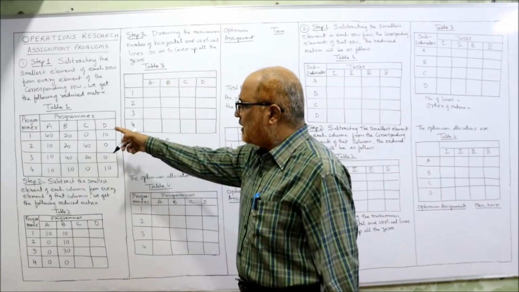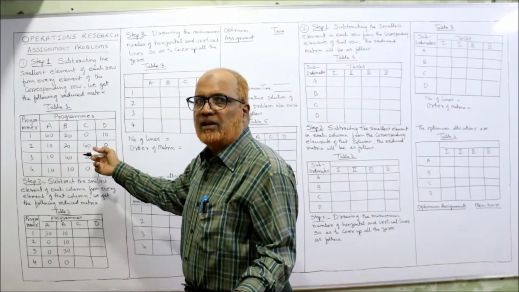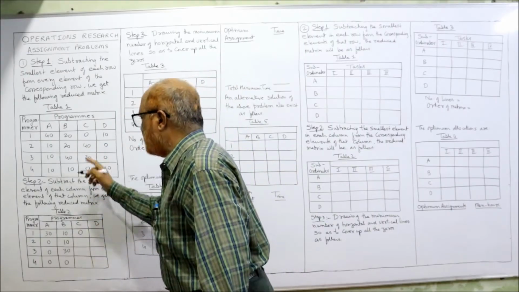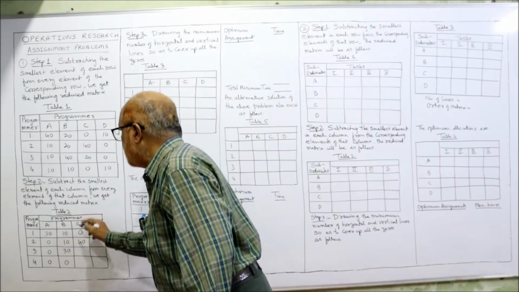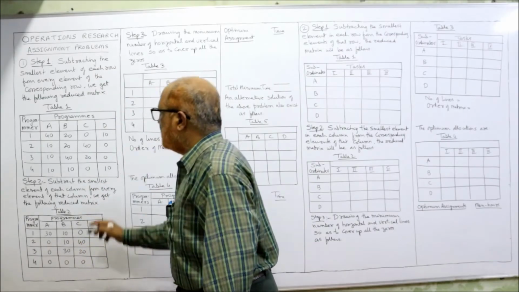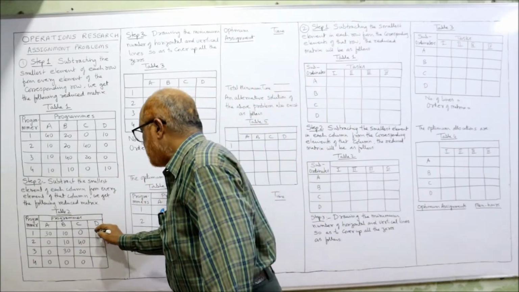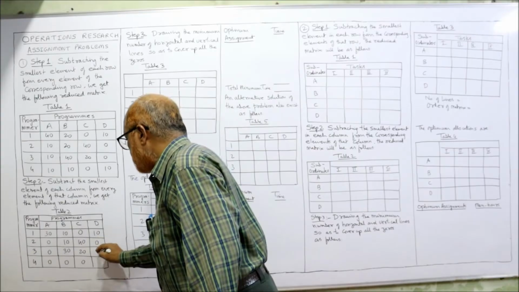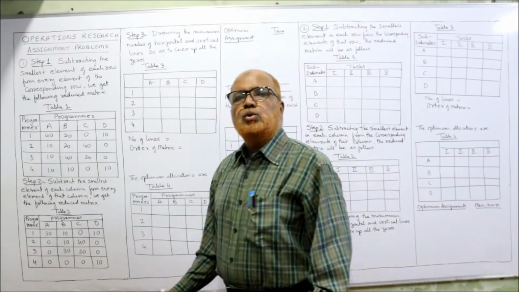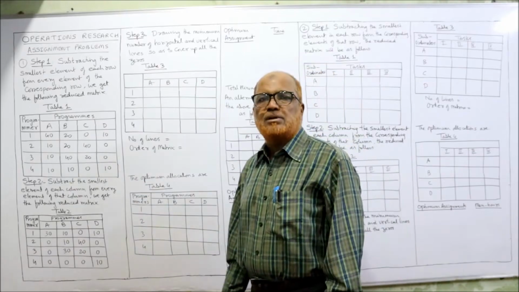Now third column, minimum is 0. So subtracting 0 means same values will remain. 0 minus 0 is 0. Then 40 minus 0 is 40. Then 20. Then 0. Last column again minimum is 0, so same values will come: 10, 0, 0 and 10. Two steps completed. First step row subtraction, second step column subtraction.